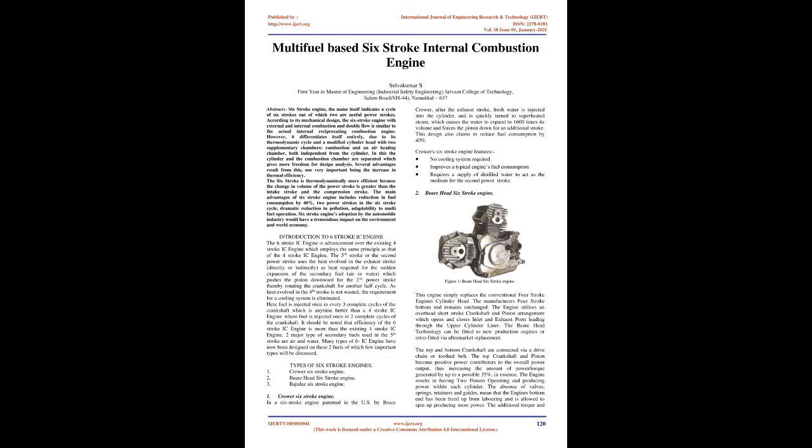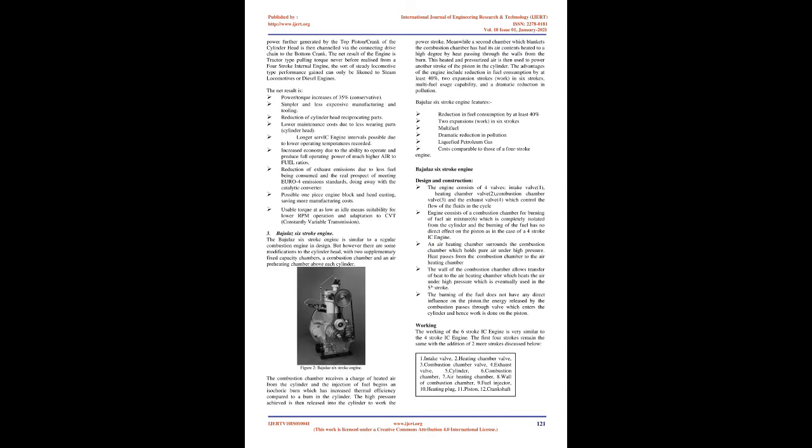Introduction to 6-stroke IC engine. The 6-stroke IC engine is an advancement over the existing 4-stroke IC engine, which employs the same principle. The 5th stroke, or the second power stroke, uses the heat evolved in the exhaust stroke, directly or indirectly, as heat required for the sudden expansion of the secondary fuel, air or water, which pushes the piston downward for the second power stroke, thereby rotating the crankshaft for another half cycle.